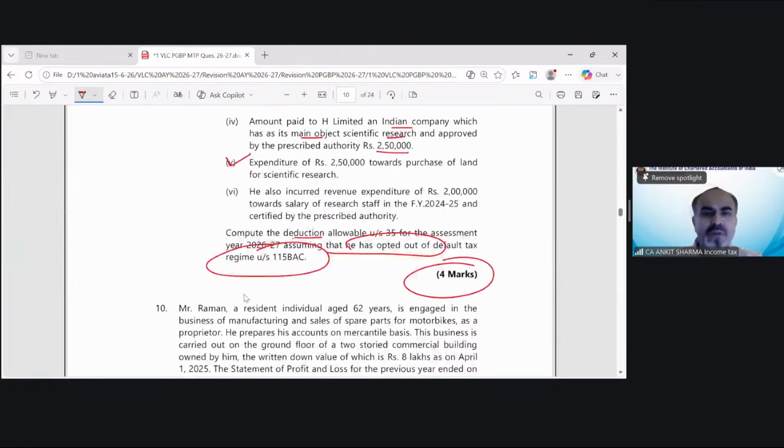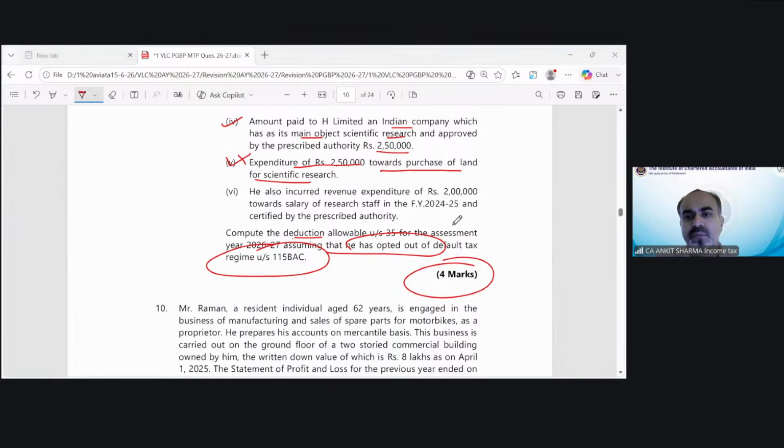Next, he also incurred revenue expenditure. Point number 4 allowed. Point number 5, expenditure of 2,50,000 towards purchase of land for scientific research. So what should be the answer in respect of point number 5? Land is disallowed. Absolutely correct. Well done.